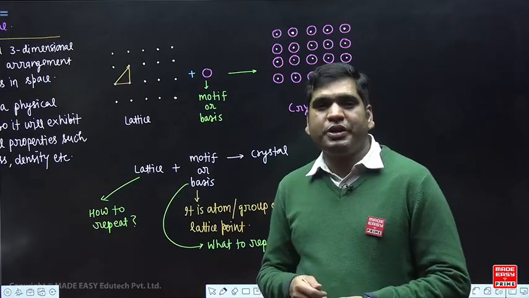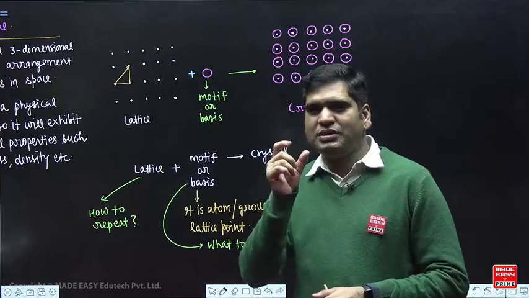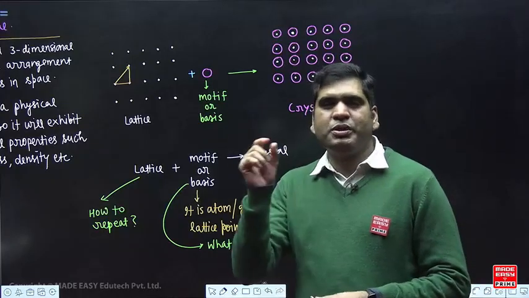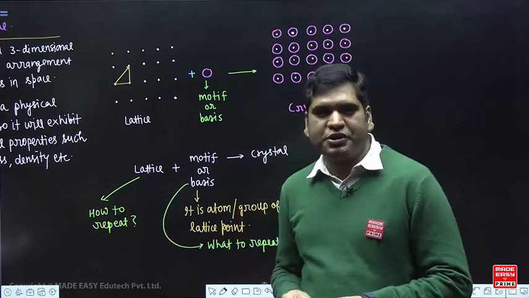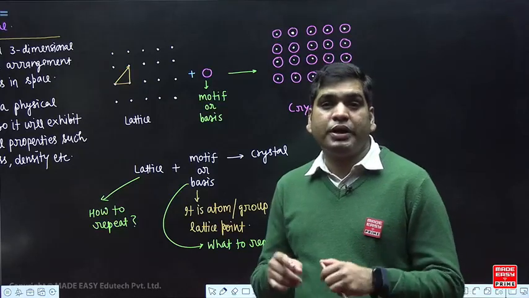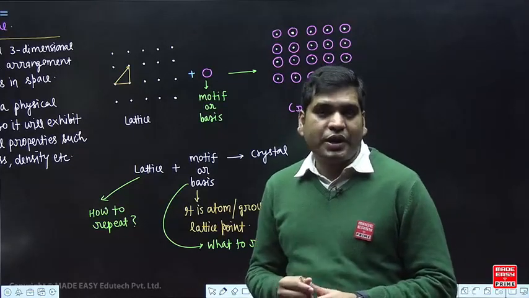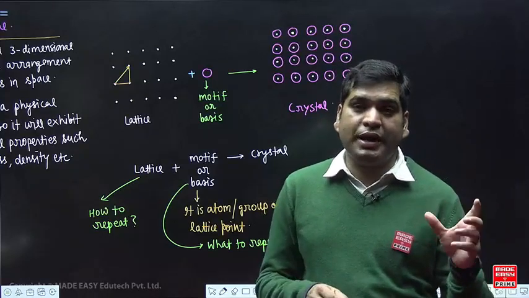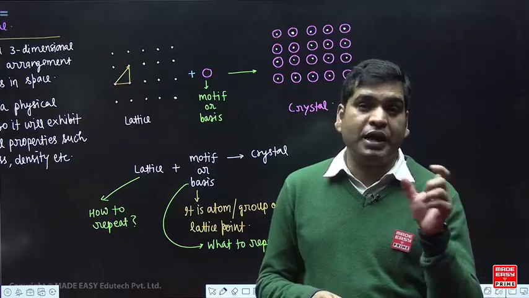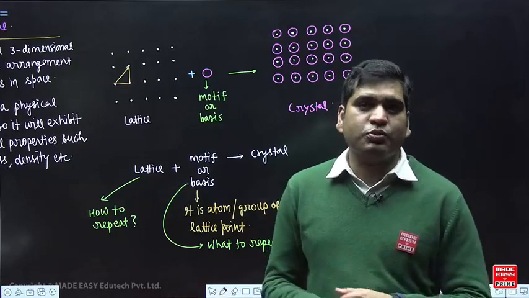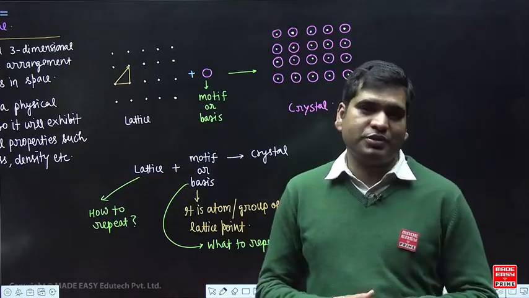Suppose we want to make iron. So iron is stable in the form of atoms. So we would be repeating atoms at each lattice point. But suppose we want to make NaCl, right? So in NaCl, Na is not stable. If you repeat in NaCl, you need Na and Cl both. So with respect to the lattice points, what is related? Group of atoms are related.